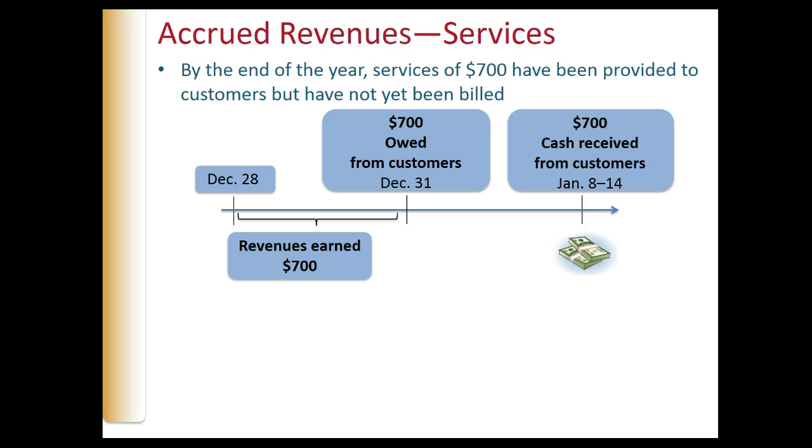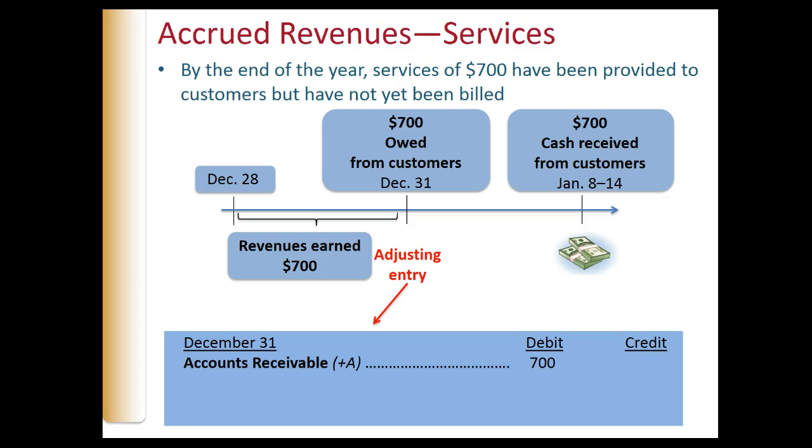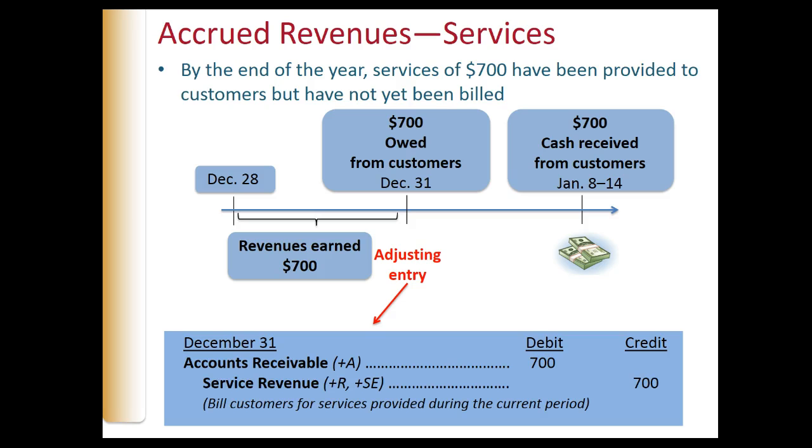The adjusting entry is going to be a debit to accounts receivable, which is an asset, which increases the asset, and a credit to service revenue, which is a revenue account and also a part of stockholders' equity, which will also increase the stockholders' equity account. And again, we always state the example or the memo detail that in this scenario, we are billing customers for services provided during the current period.